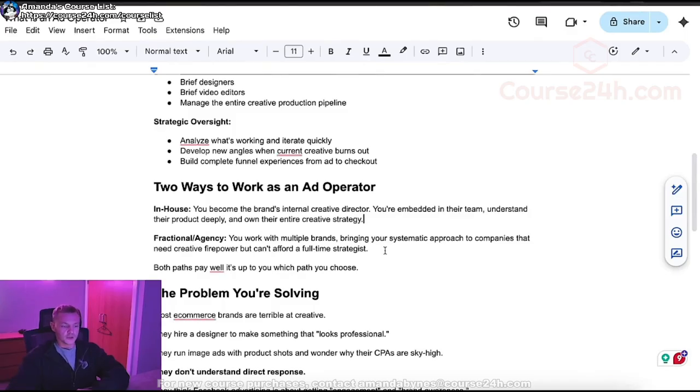Now, fractional or agency, so this is like you work with multiple brands and you're going to bring your approach and you basically give them deliverables. Now, this is actually the way that I do it right now, but that's because I'm working on my own brand. So I can't work in-house in someone else's brand if I'm working on my own brand. So right now I've got 4 clients, and the way that I work with them is some of them have got different deliverables from the others, but for example, one of them, I give them 25 ad concepts per month.